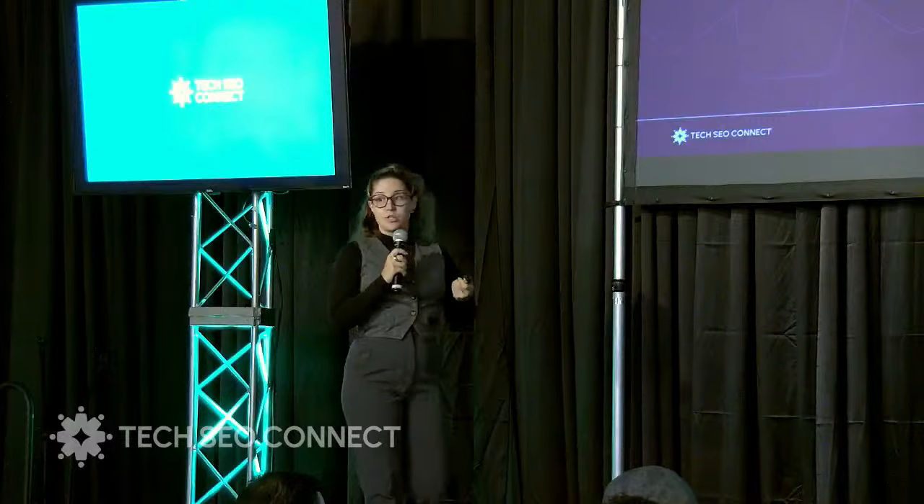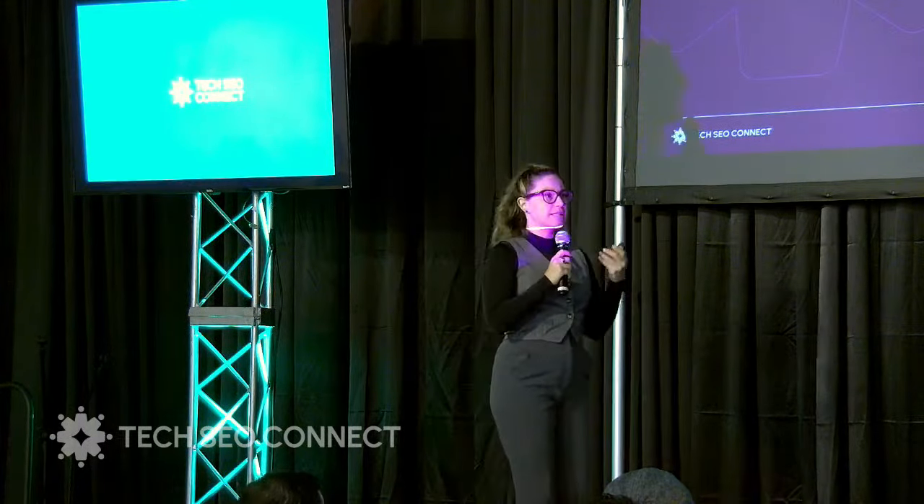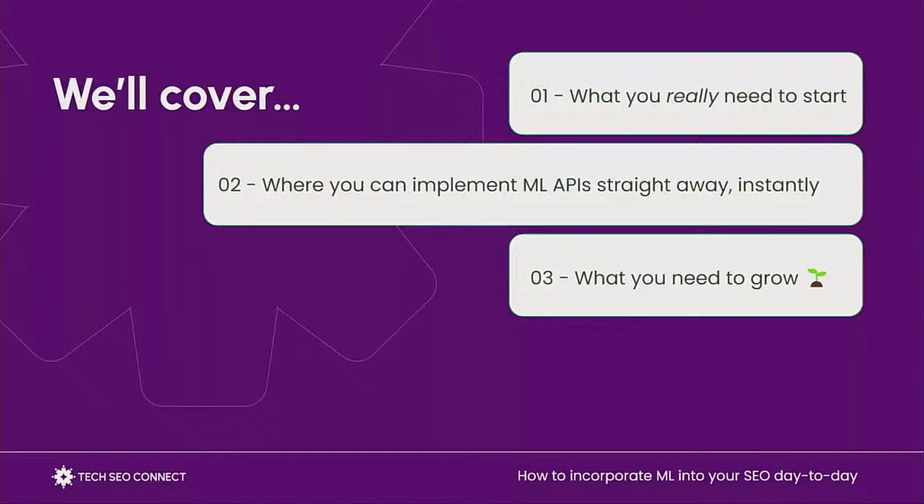So we'll cover what you need to get started and we'll also run through some tasks. Basically the tasks that you will get immediate value from. And we'll also run through what you actually need to grow as a machine learning engineer. I'm kidding. As an SEO that uses machine learning. Because let's face it, we're not machine learning engineers. We just want to do our job a little bit faster.